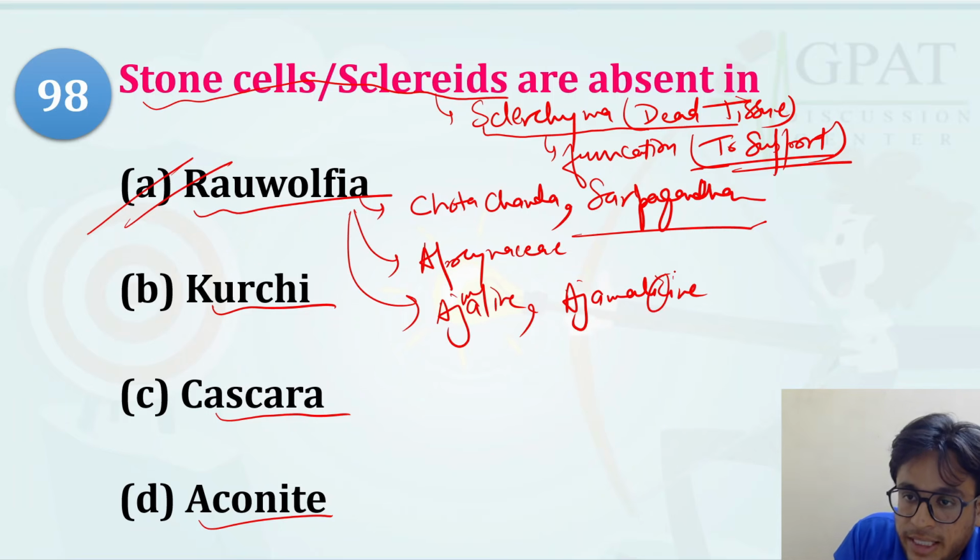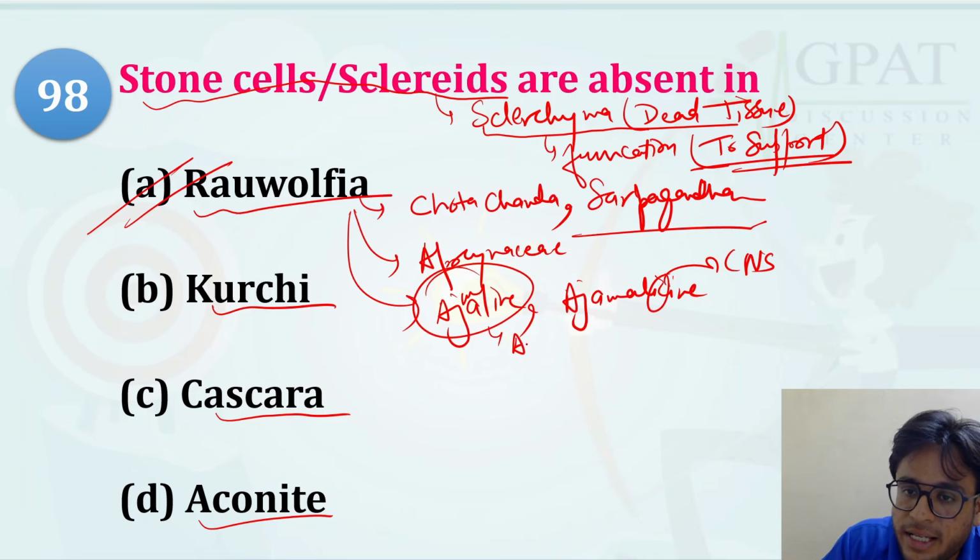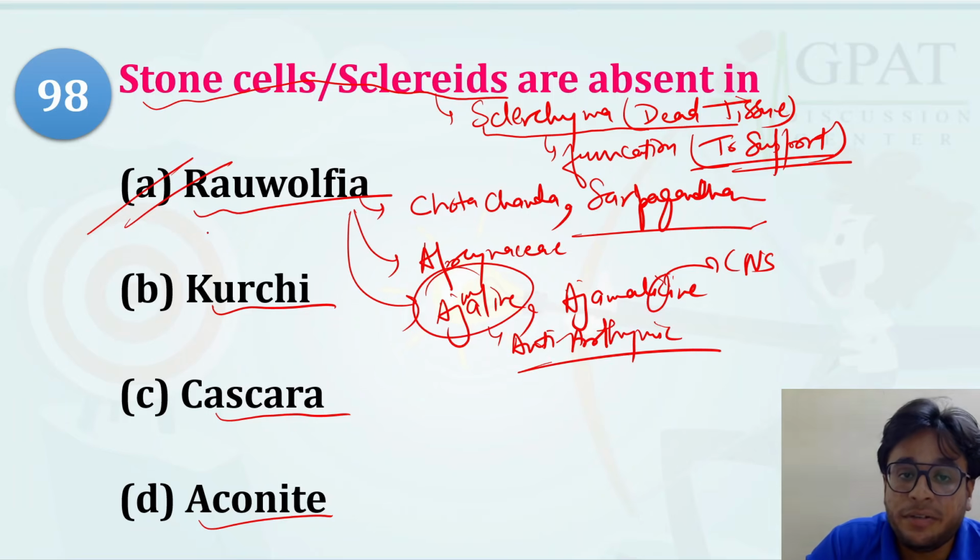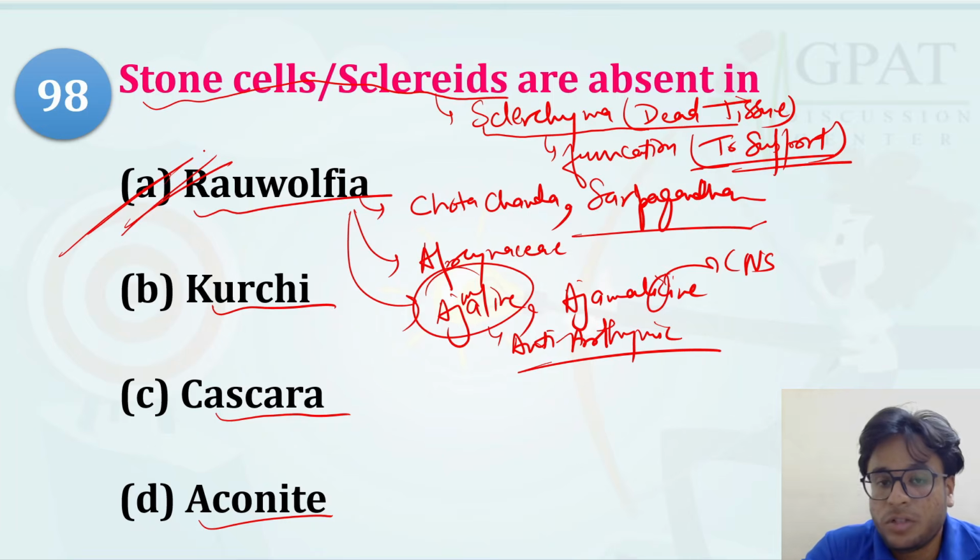As the name indicates, it mainly has its effect over the CNS, and one of the constituents has an anti-arrhythmic property. So these are other important points related to that plant. So that is going to be the answer.